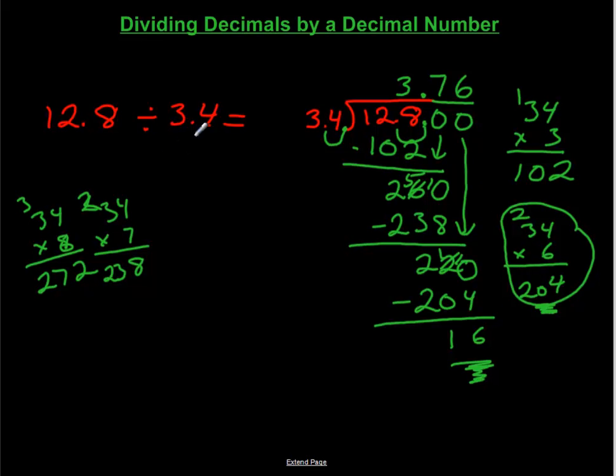My answer, 12.8 divided by 3.4, is 3.76. Now, that's not the exact answer, but that's as close as we're going to get, because I don't want to just keep dividing until I get to 0 at the end. So 3.76 is my answer.